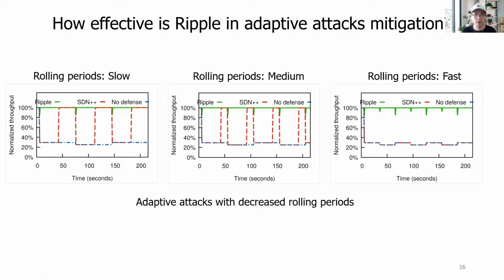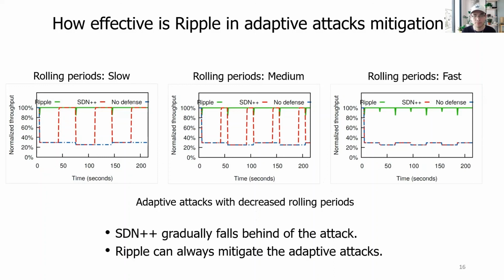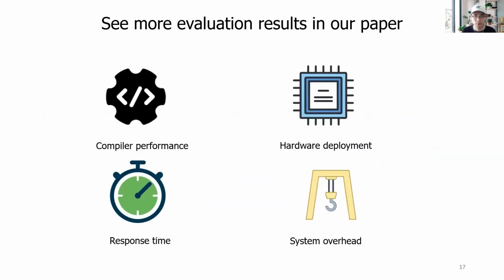Then we evaluate the effectiveness of repo in adaptive attack mitigation. Here we show an adaptive attack with decreased rolling interval, which means from left to right, the attack is enhanced. We only show the result for SDN++ because it is the most powerful SDN baseline. We found that SDN++ gradually falls behind the attack, but repo can always mitigate the adaptive attack. We have more experimental results in our paper. Please read that for more details.